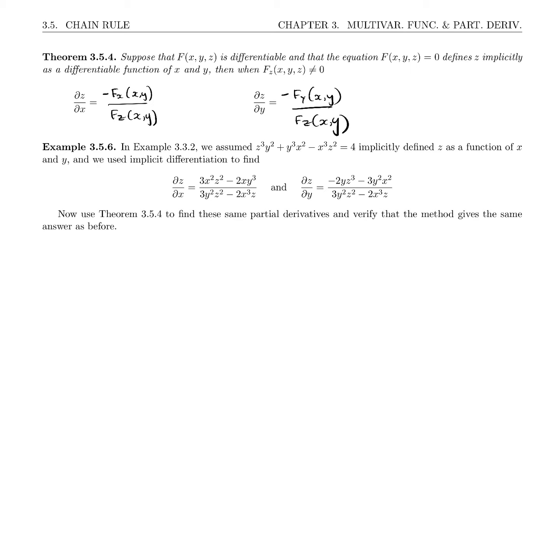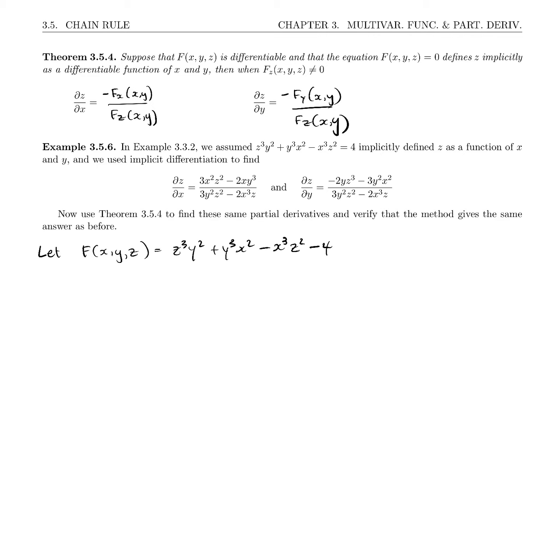Example 3.5.6 says back in example 3.3.2, we used implicit differentiation to find del z del x and del z del y when this equation implicitly defined z as a function of x and y. And now we're asked to use theorem 3.5.4 as a different method and make sure that we get the same result. So we are going to let f of x, y, and z be z cubed y squared plus y cubed x squared minus x cubed z squared minus 4.